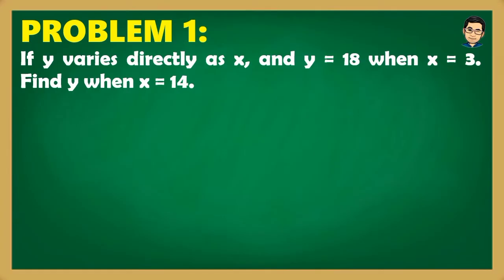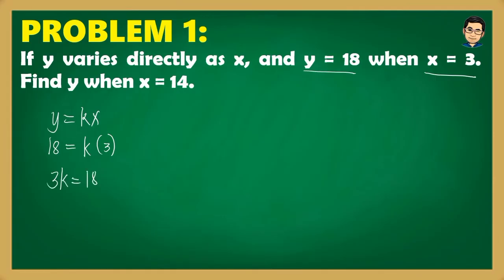So, kung iintindihin natin yung given, y varies directly as x. So, that is y is equal to kx. Then, y is equal to 18 when x is equal to 3. So, para mas makuha natin yung constant of variation, kailangan natin i-substitute yung y is equal to 18 tsaka x is equal to 3 sa direct variation formula, which is y is equal to kx. So, the value of y is 18, and then k times the value of x, that is 3. So, 3k is equal to 18. And then, divide both sides by 3. So, the value of k is 6. Ito na po yung ating constant of variation.